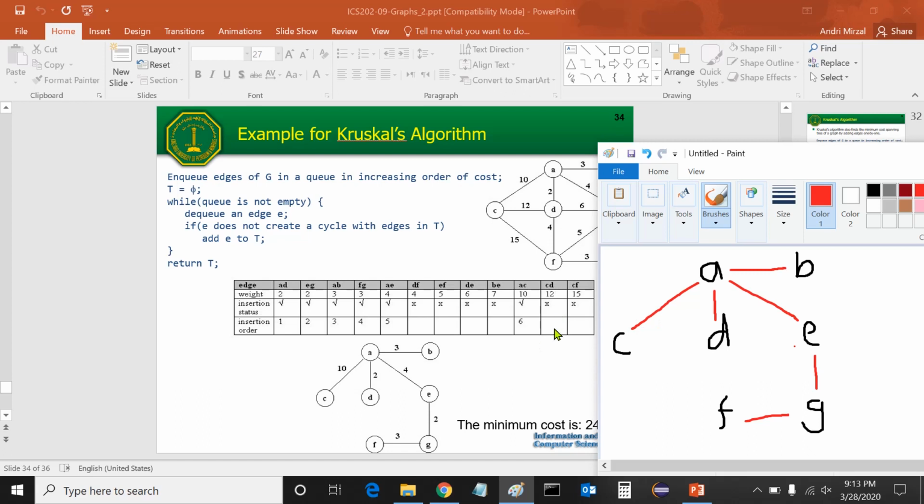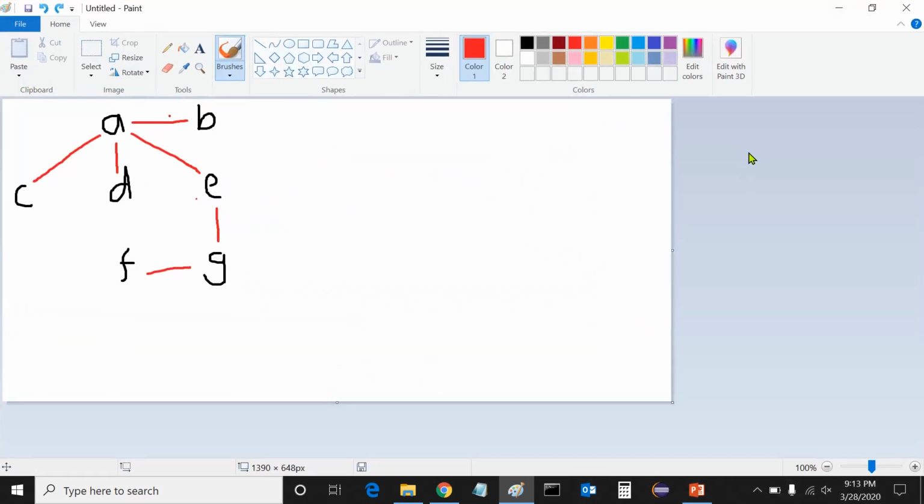Okay, then after that the next one is CD. If we draw CD, then we will see a cycle, so we need to undo this step. Then the last one is CF. Okay, CF, this one. Then you can see that there is a cycle also generated if we connect C to F, so we need to undo this step. So this is the resulting minimum cost spanning tree of this graph.